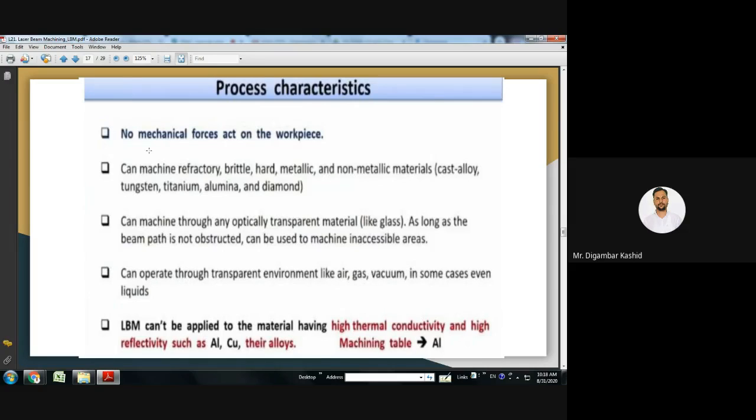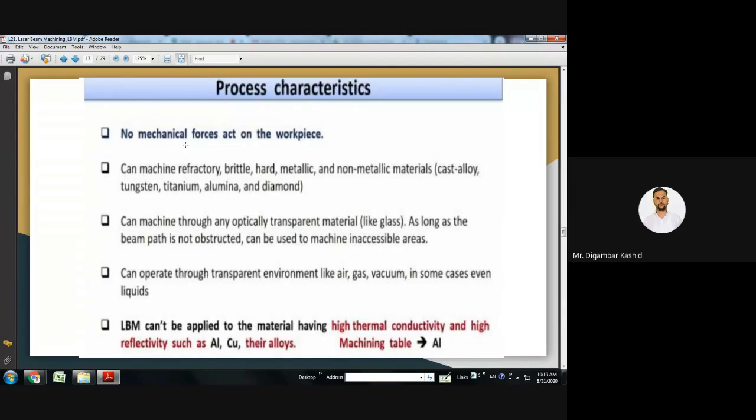Now the remaining process characteristics. During this process, no mechanical forces act on the workpiece surface. Due to that, this laser beam can be used for thin and delicate workpieces. Also, as no mechanical forces are used on the work surface, this process can machine brittle materials, hard metals, and non-metallic materials: cast alloys, tungsten, titanium, alumina, and diamond.